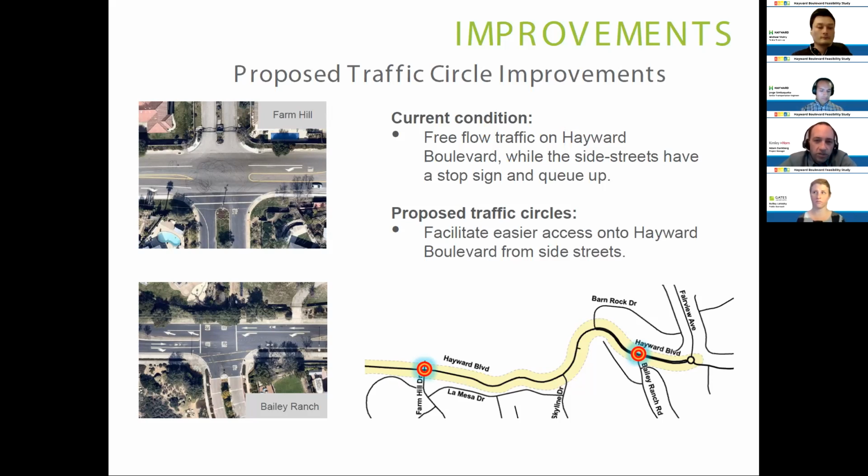And so we picked these 2 locations because there's an opportunity to provide some traffic calming to slow vehicles down, and an opportunity to improve access to and from Hayward Boulevard at these locations. So today there is no control on Hayward Boulevard. Cars can just keep proceeding, and cars on the side streets have to stop and wait for a gap in traffic. So with a roundabout or a traffic circle here, basically the vehicles would have a continuous flow. I'm sure many of you have experienced roundabouts or traffic circles driving around the Bay Area. And so it would allow for easier turning movements onto and off of the side streets. Next slide, please.